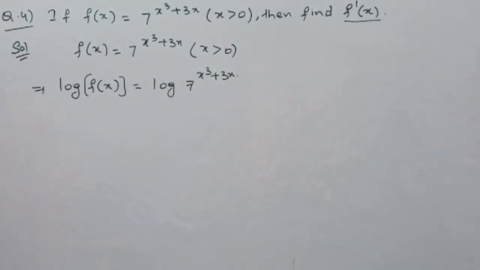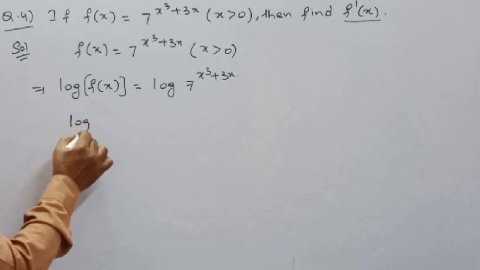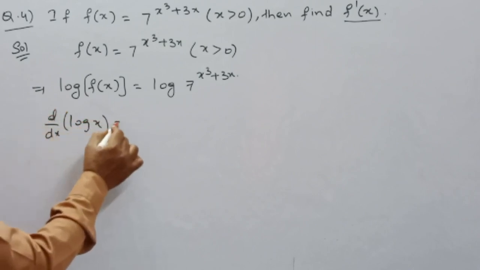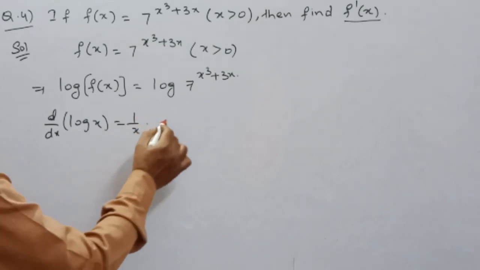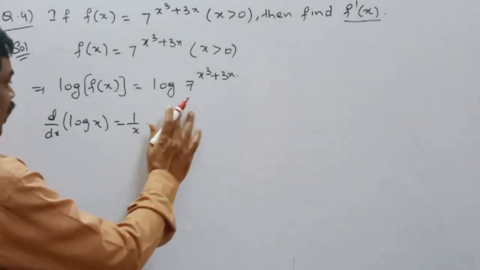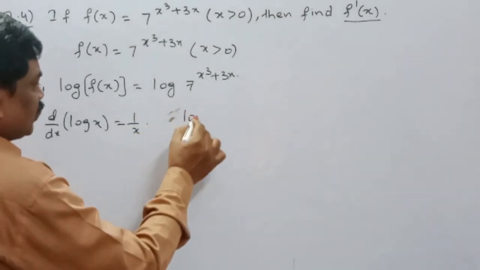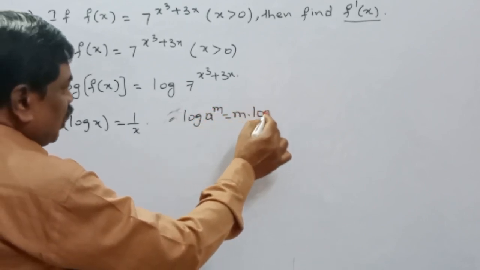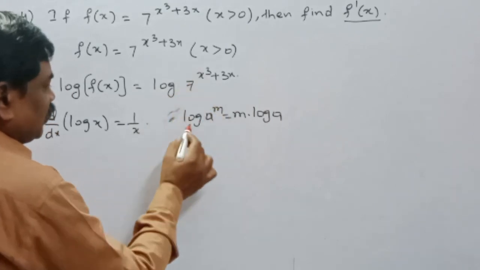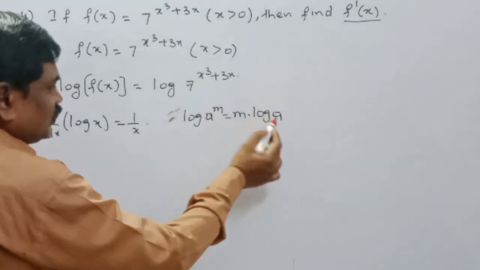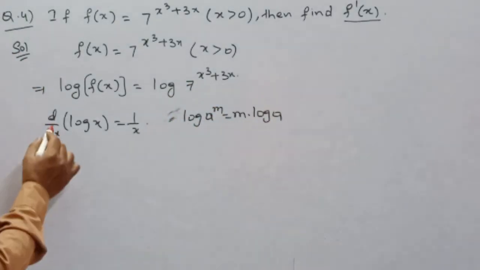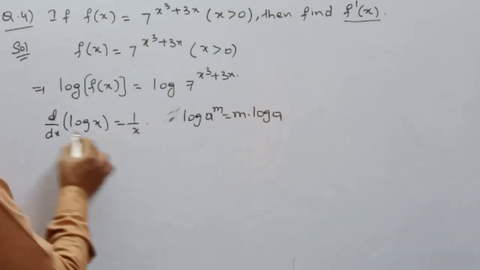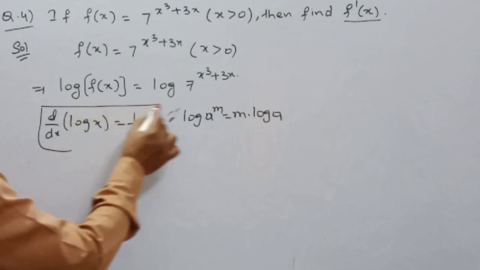Okay, all of you. We know that d by dx of log x is equal to 1 by x, and log a power m is equal to m into log a. This is in the form of log a power m is equal to m into log a. So the derivative of log x is equal to 1 by x. So we can use these formulas here.